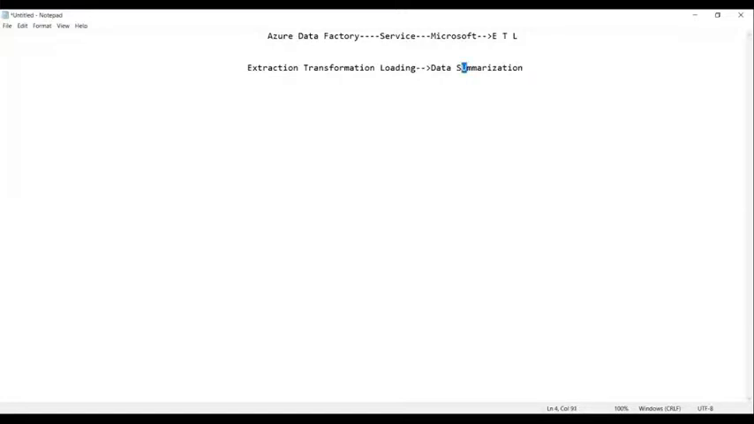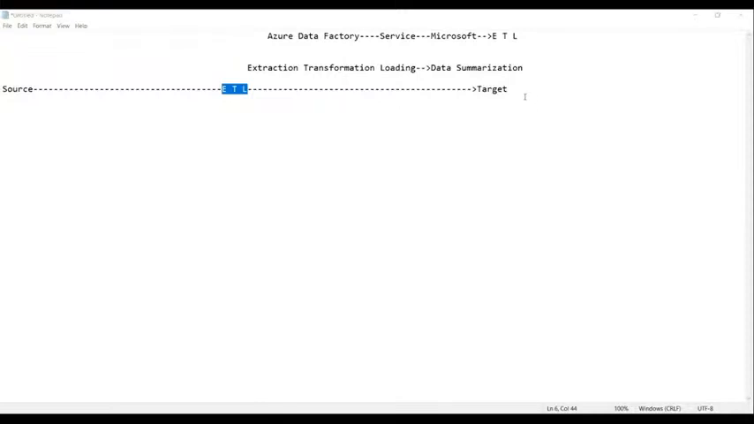Okay, so for this process of ETL, we require two things. Source, and the next one we require is Target. Between the source and the target, we apply ETL, that is nothing but extraction, transformation, and loading.